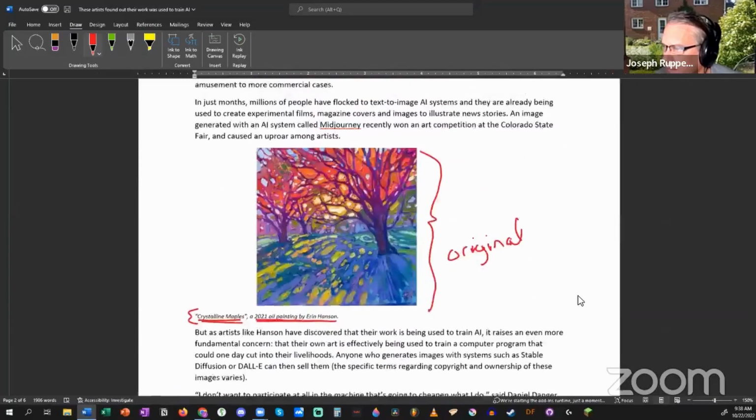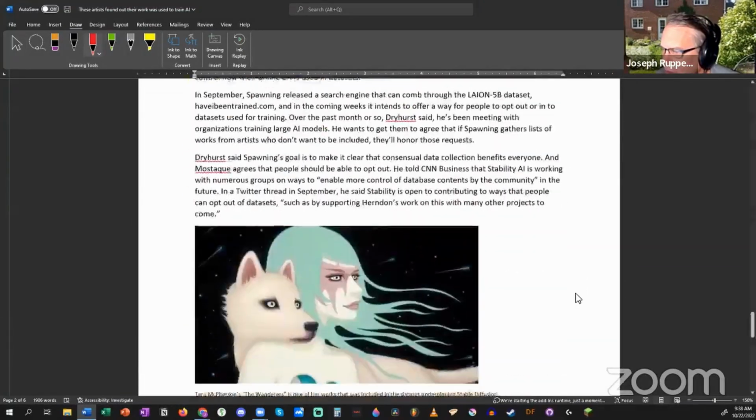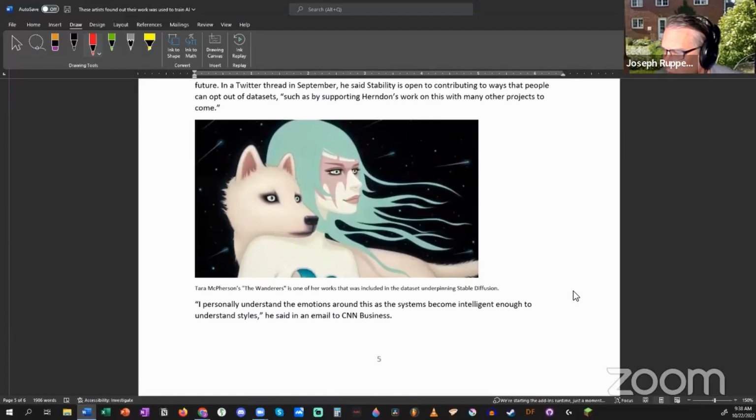Okay. Not so interesting to me. And there's one last one right here. Tara McPherson's A Wanderers is one of her works that was included in the data set underpinning Stable Diffusion. Interesting. Okay, so here again, these 2 are just examples of artists. These aren't AI. So this is not AI. That other one is not AI. They're just giving examples of artists whose work was used.